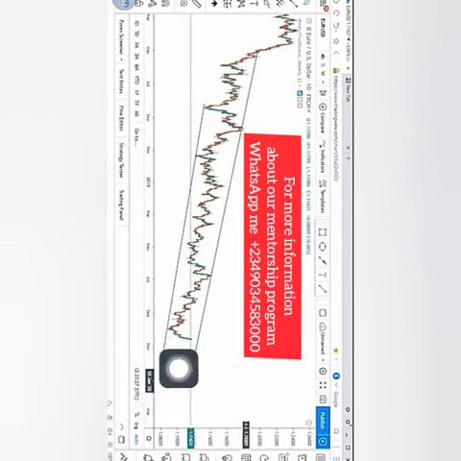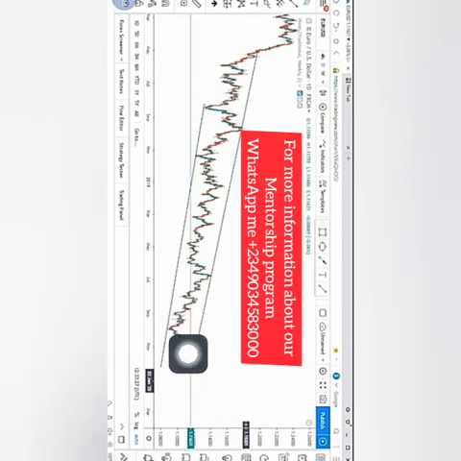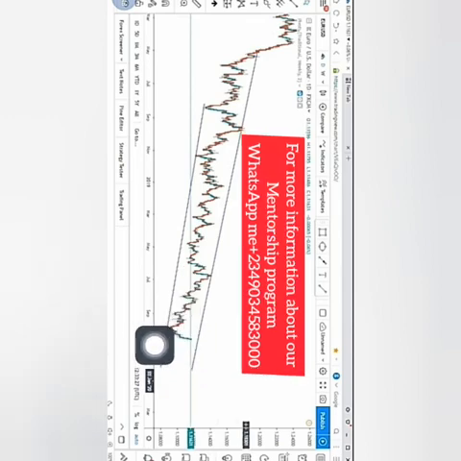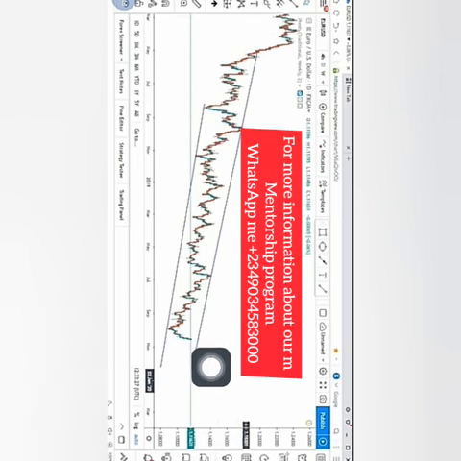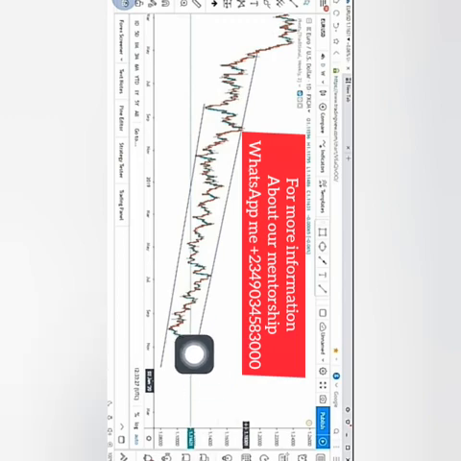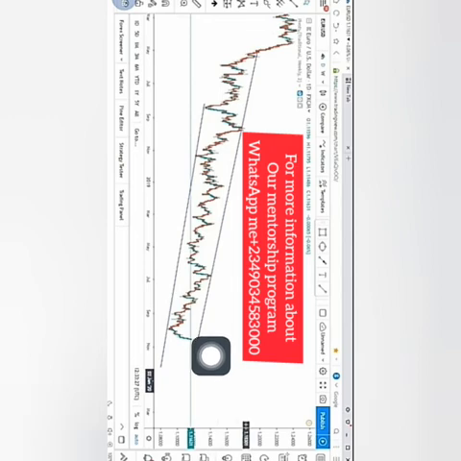See another one here. This one is very easy. So what you just need to do is wait for this bullish candle. You know the market is in buying. So wait for the market to test the trend line. When the market tests this trend line here, then you will go forward for sell. What we need is rejection here. When we see our rejection here, then you will go for sell.